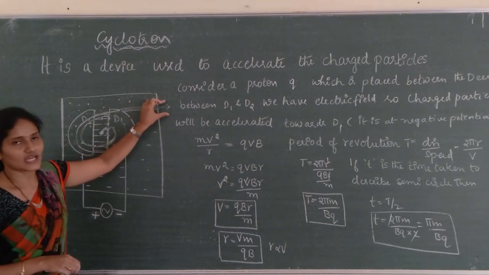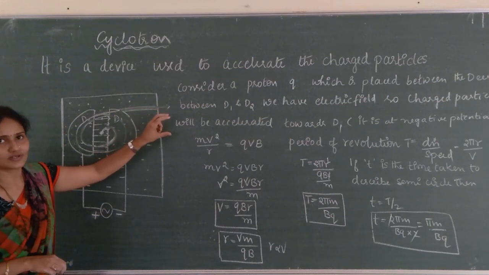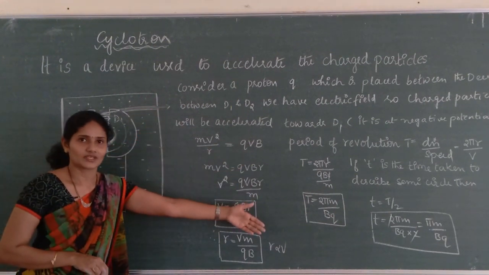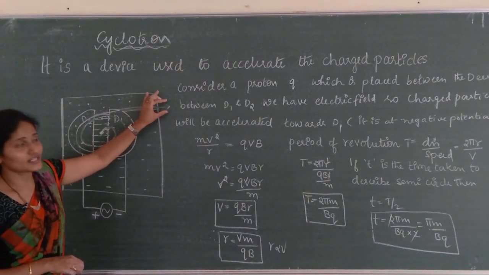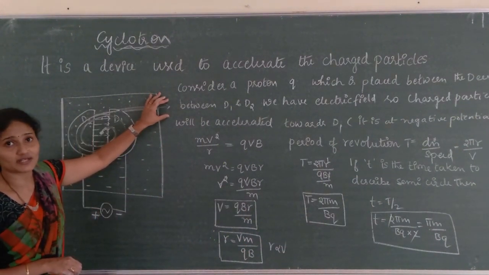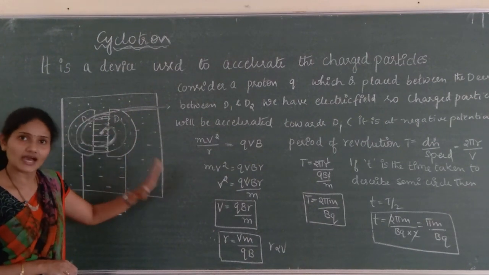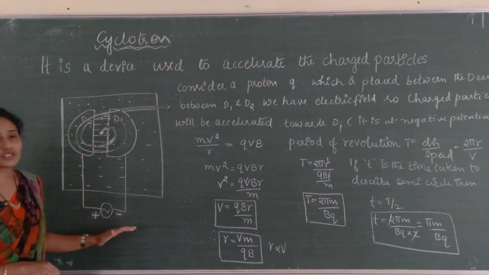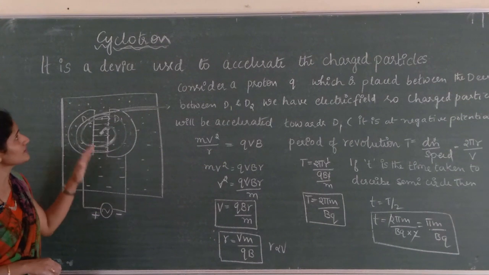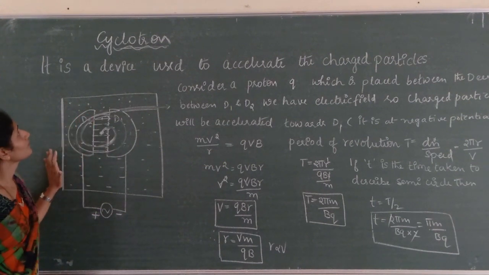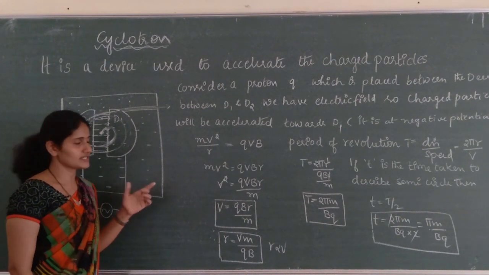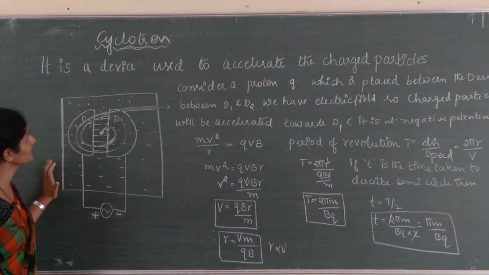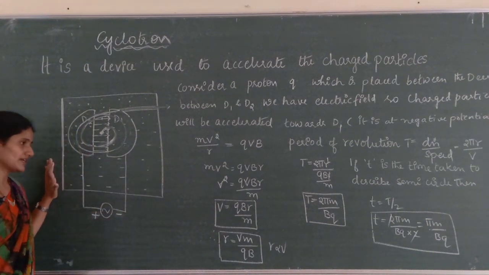Now, we get a charged particle whose velocity or speed is maximum. This charged particle is used for nuclear physics experiments, because the speed of this charged particle is very, very high. So, high energy particles are used in nuclear physics experiments. This is how we get high energy particles.